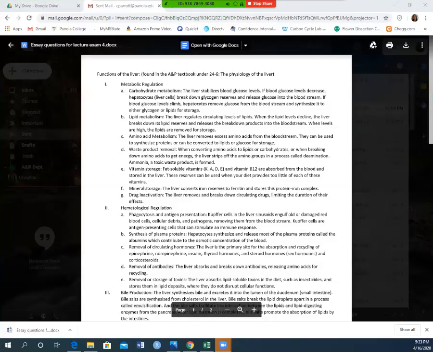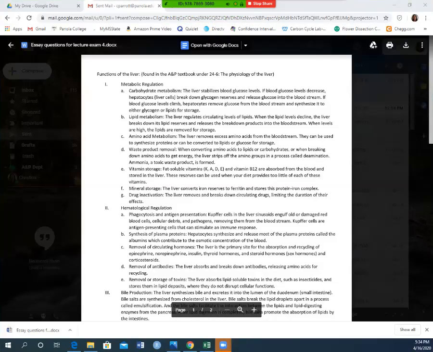Okay, let's talk about the functions of the liver and the functions of the kidney. So the liver carries out over 200 functions, but your functions normally fall within 3 categories: metabolic regulation, hematological regulation, and bile production. And this is all found in your A&P textbook under 24-6, the physiology of the liver. So let's start with metabolic regulation.